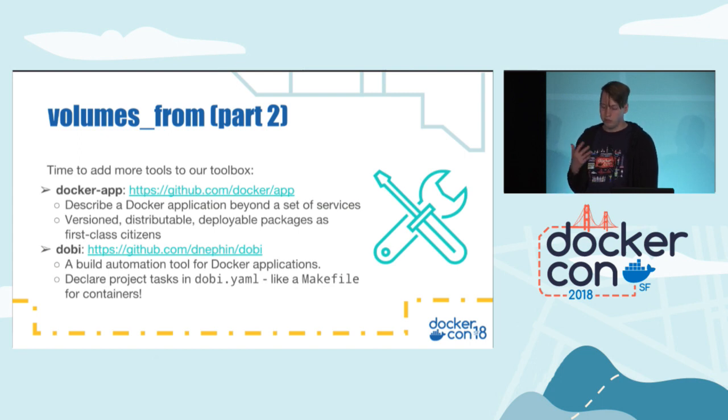The idea is to be able to describe a Docker application, beyond the set of services, as an application package, and have the ability to version it, deploy it, distribute it, and make that a first-class citizen of the Docker ecosystem. The other project that I want to introduce you to is called Dobby. This is more of a build automation tool for Docker applications, and it lets you write a YAML file that's kind of like a makefile, but for a container world.